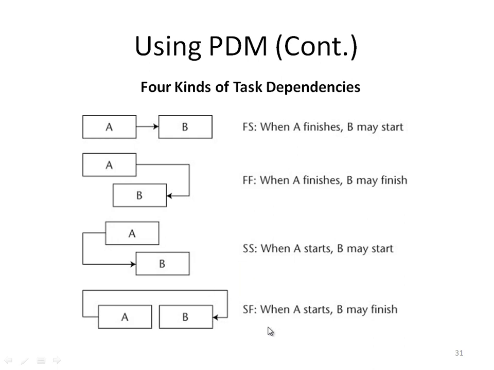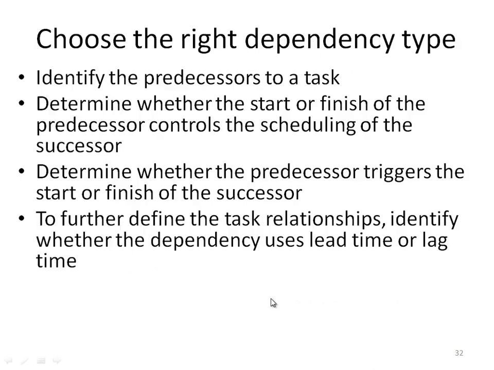The start to finish is when A starts, B may finish, so B will not be able to be considered as finished until we actually start A. So we need to choose the right dependency type, where we identify the predecessors to a task, and to do that we ask the question, what does this task need before it can start?